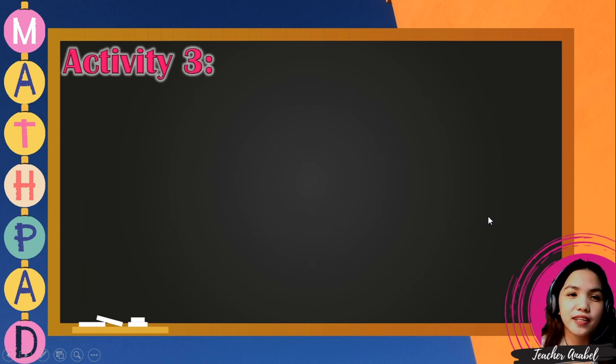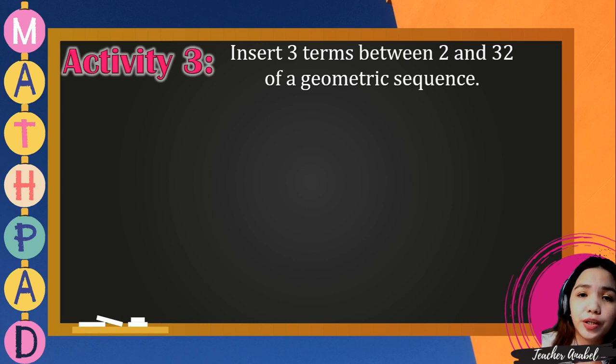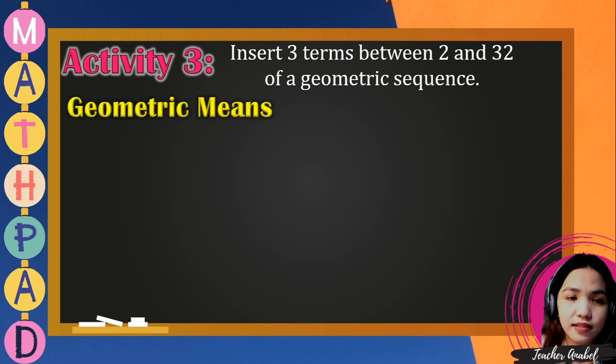Now for the next activity, we're going to insert 3 terms between 2 and 32 of a geometric sequence. Now, we call the terms which are being inserted in between the two given terms a geometric mean. So, ang tawag natin dun sa inilalagay natin, yung ilalagay natin tatlo dyan, is the geometric mean. Now, how do we find the geometric mean?